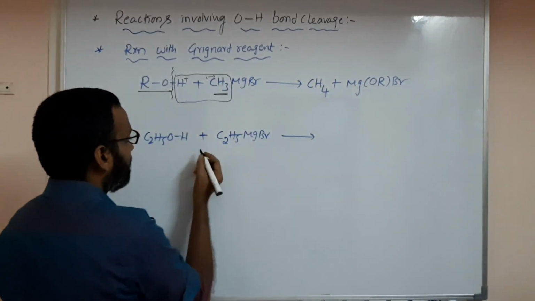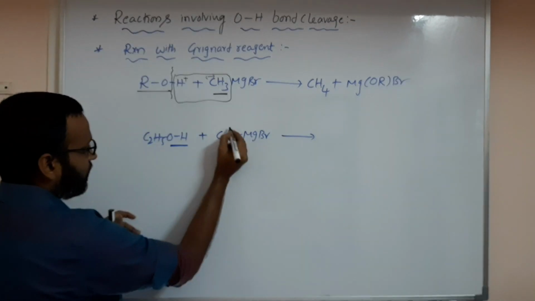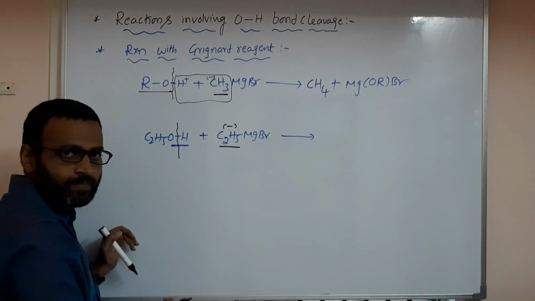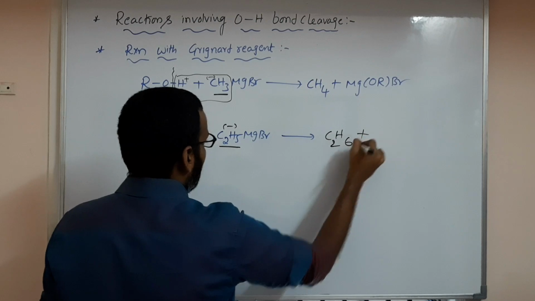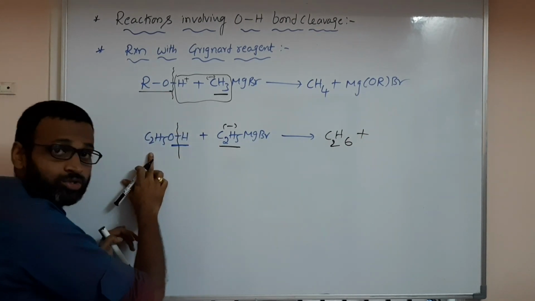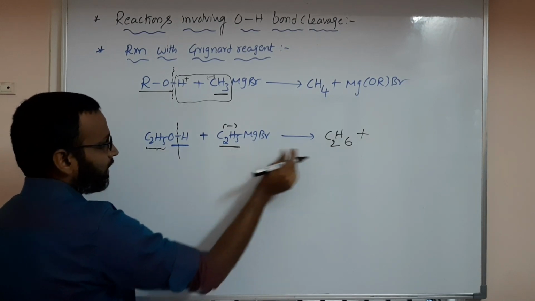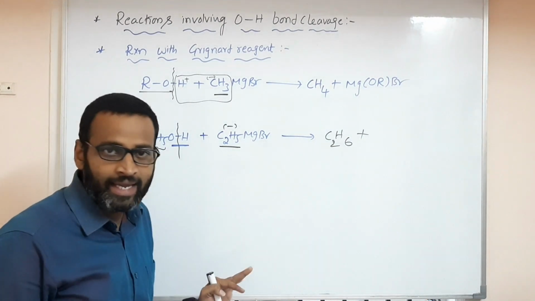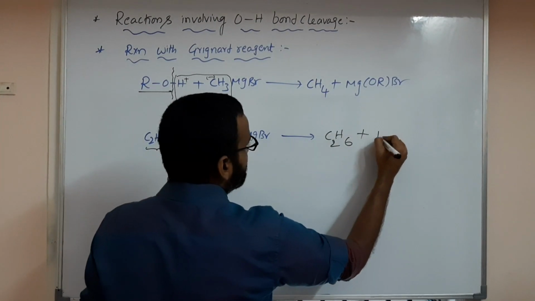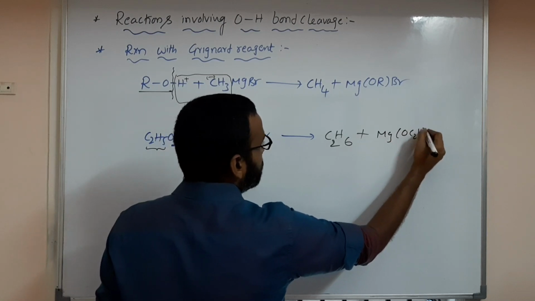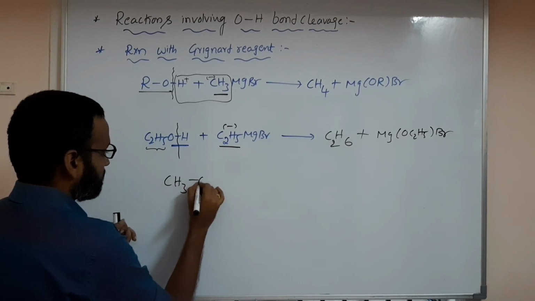Understanding? So now what happened? This OH bond breaks, and this C2H5 is minus and this is OH, so you have C2H6. Of course, this is also C2H5, but this is not the alkyl group involved in the formation of alkane. This alkyl group, from the Grignard reagent, will form the alkane. Then the remaining is MgOC2H5Br.